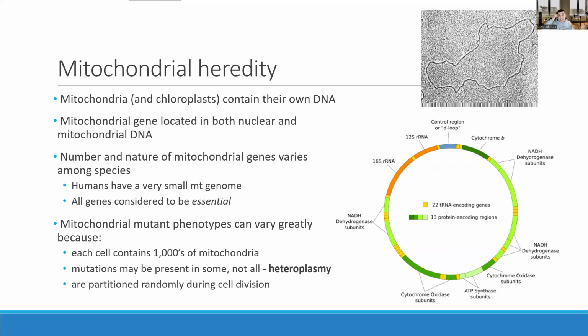Mitochondrial genes that are important for producing things in the mitochondria, whether it's a mitochondrial protein, tRNA, something like that, exist both in the nucleus and the mitochondrial DNA. But what we're talking about here are just those mitochondrial genes that are in the mitochondrial genome. So things you have to understand, the mitochondrial genome is very small. It does vary among species, but for humans, our mitochondrial genome is very, very small. And every gene encoded in our mitochondrial genome is considered to be essential. If you lose any one of them completely, it's lethal.